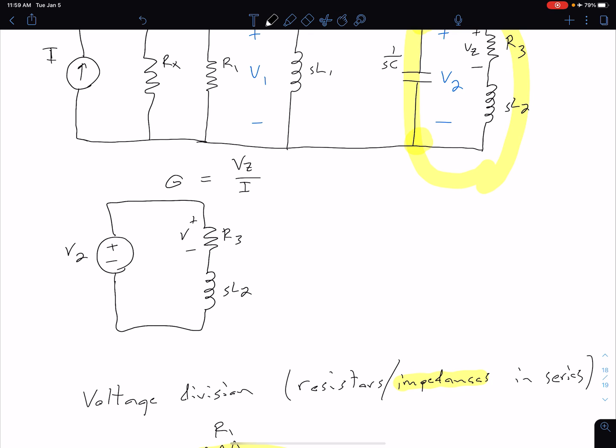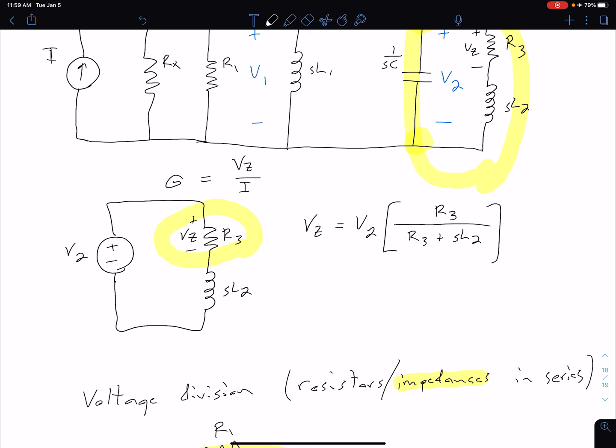If we're interested in this Vz voltage, from voltage division we could say Vz is equal to our input voltage, V2, times some ratio. In the denominator, we have the sum of the impedances, so in this case, that's R3 plus SL2. And in the numerator, it's the impedance associated with our voltage of interest. So that would just be R3. And that's how we would do voltage division.